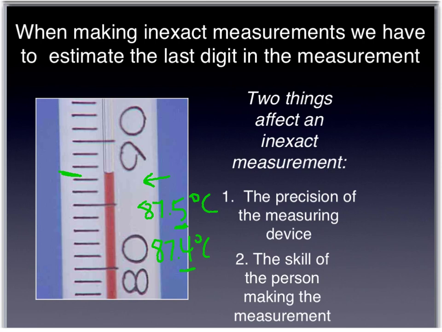So there are two things that affect an inexact measurement. One is how precise the measuring device is. The second is the skill of the person making the measurement. Do they know what they're doing? Do they know how to read the instrument?